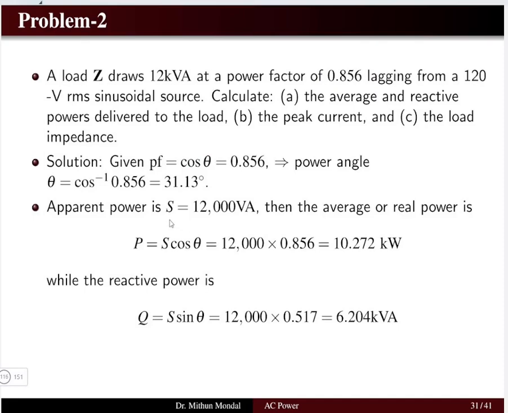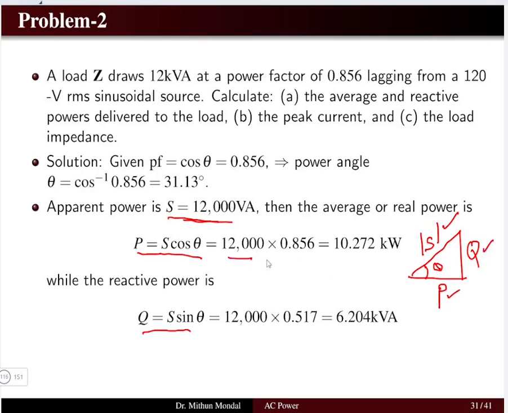Now the apparent power is given as 12 kVA. From the power triangle, the magnitude of the apparent power S is already given to us, and we know the value of theta. It means we can calculate the real power and the reactive power. The real power is S times cosine theta, that is the power factor, and the reactive power is S times sine theta.